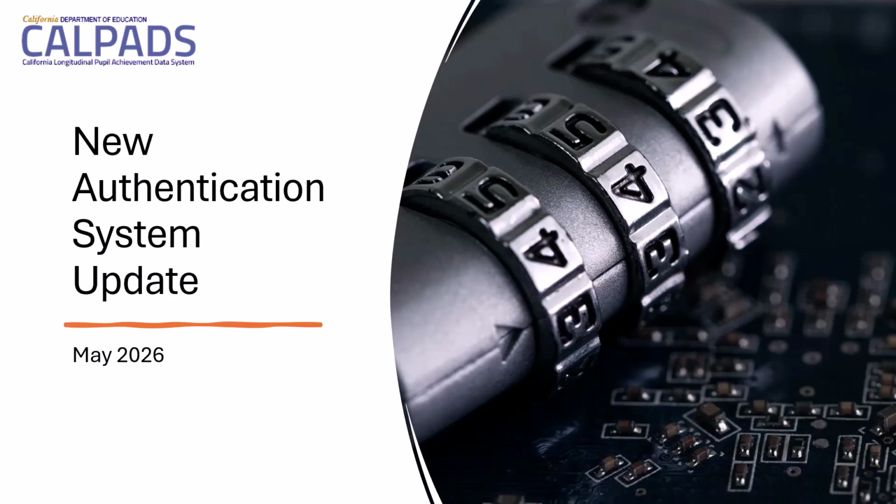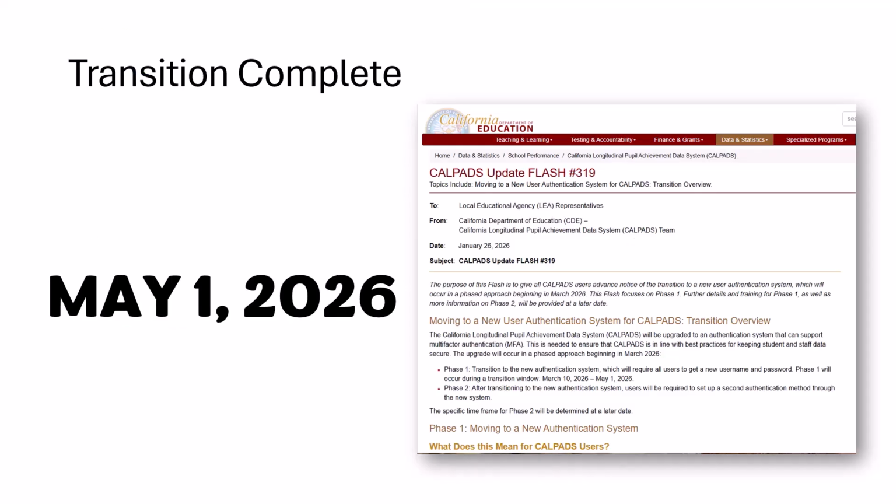This is the CALPADS new authentication system update for May 2026 and beyond. As announced in CALPADS Flash 319, Phase 1 of the transition to the new CALPADS authentication system will be complete on May 1st, 2026. Users who did not obtain a new username and password during the transition window will not be able to log into CALPADS and must work with their LEA's CALPADS administrator to establish access.